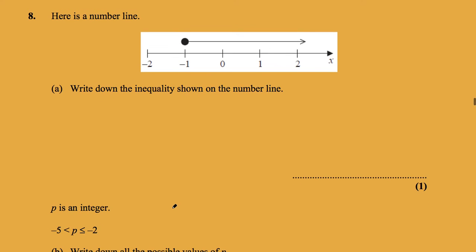Here is a number line. Write down the inequalities shown on the number line. Well, I can see x is to the right of minus 1, so it's greater than minus 1, and because it's a filled-in dot, that means that that number is included as well. So x is greater than or equal to minus 1. If it had been an empty dot, an open dot, that just would have been x is greater than minus 1.